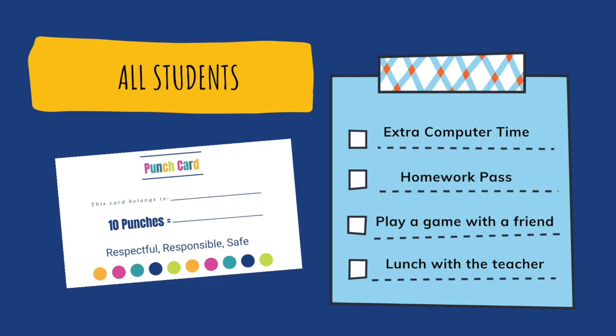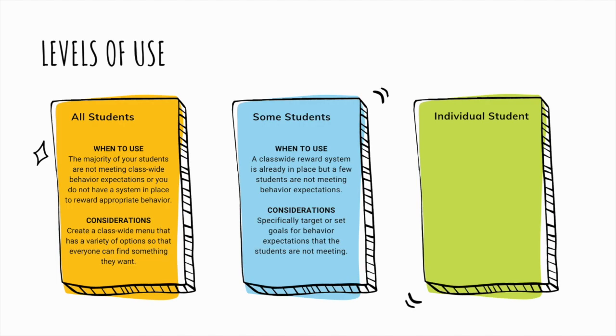Punches are given out when you see a student engaging in behaviors that meet your class expectations of respectful, responsible, and safe. Punch cards could be used to provide additional support for students that are not meeting behavior expectations, even though a class-wide reinforcement system is already in place. So for these students, you want to target specific behavior expectations that they are not meeting.